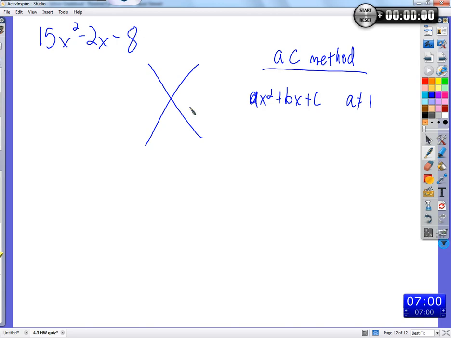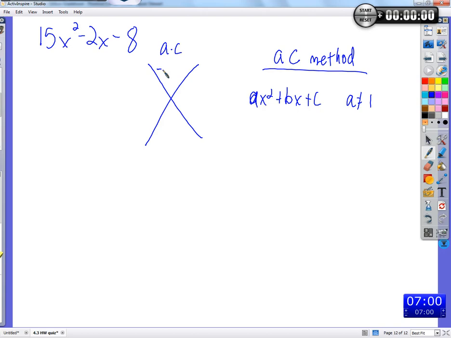All right. The first one is going to be up here or down here, however you want to do it. But I put it up here, and it's a times c. What's a in this expression? 15. And what is c? Negative 8.